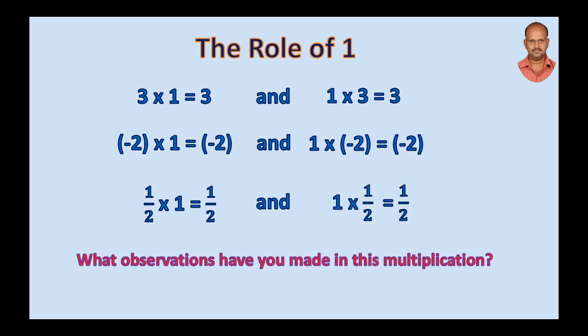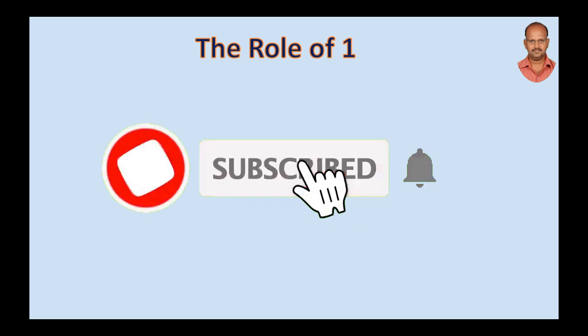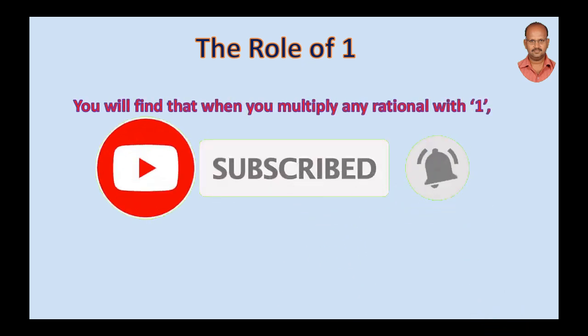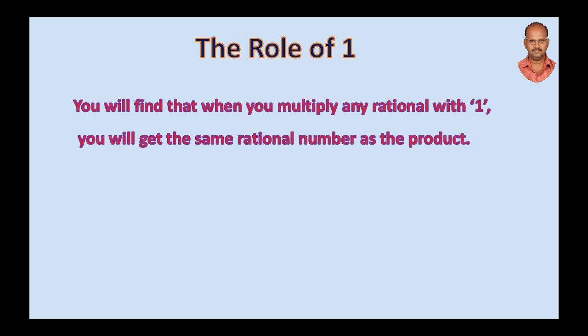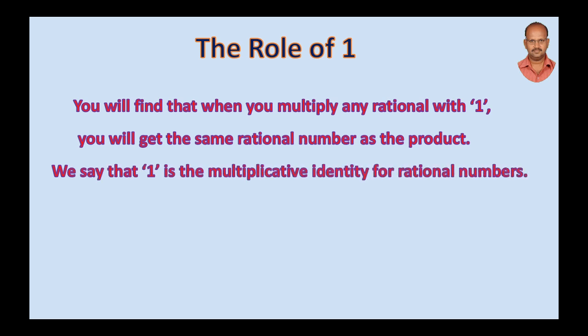What observations have you made in this multiplication? We will find that when you multiply any rational number with 1, we get the same rational number as the product. We say that 1 is the multiplicative identity for rational numbers.